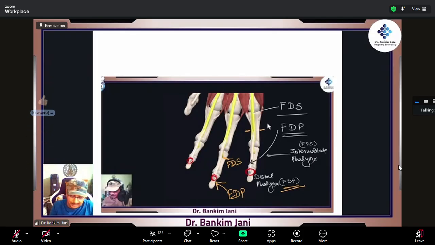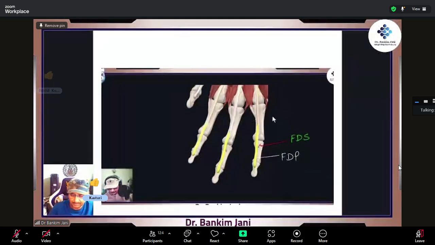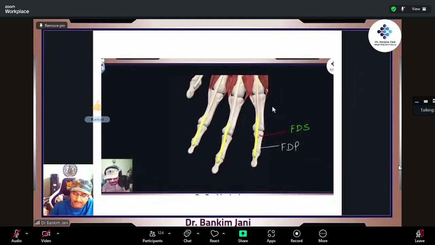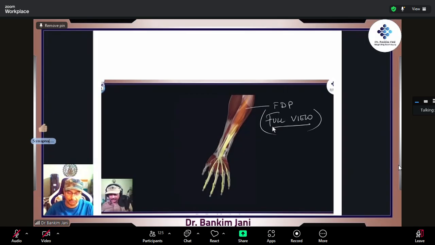So in case this joint, the distal interphalangeal joint, is affected, definitely something has gone wrong with FDP, flexor digitorum profundus, because it is the only one that reaches that point. A better view: the tendons of flexor digitorum superficialis will be landing at this point. Flexor digitorum profundus will be traveling to the last digit. This is the FDP full view.